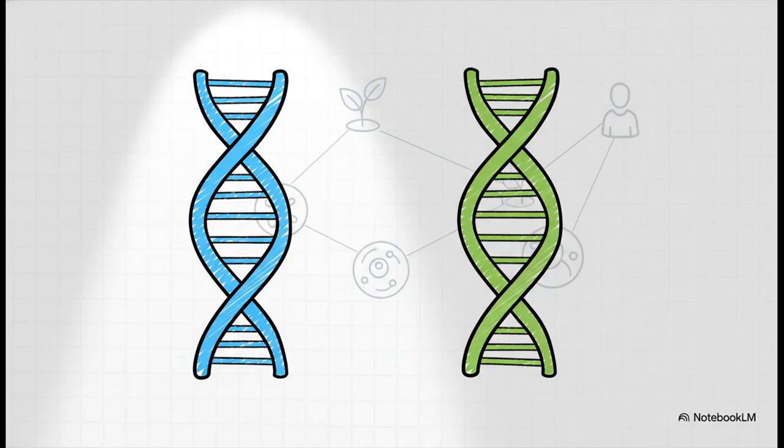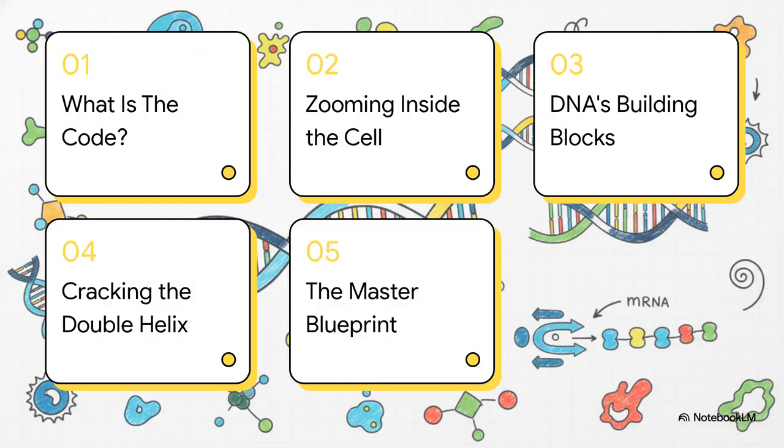Yeah, that's a mouthful, so we're just going to call it DNA. And in this explainer, that's exactly what we're going to do. We're going to decode it piece by piece. So here's our journey for today. First, we'll ask, what is this code? Then we'll go on a little adventure to see where it's hidden inside your cells. After that, we'll break down what it's made of, hear the amazing story of its discovery, and finally, we'll figure out what this whole blueprint is actually for.